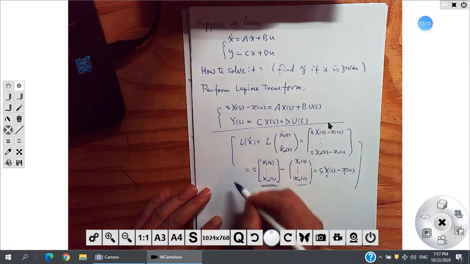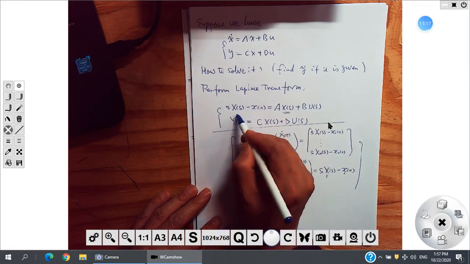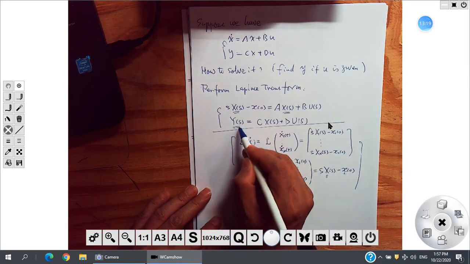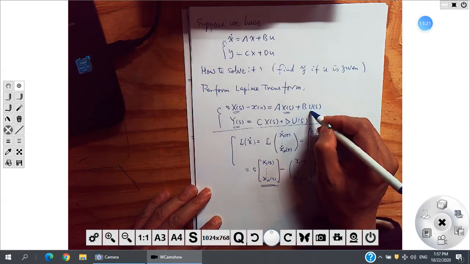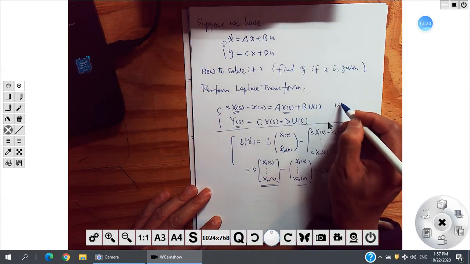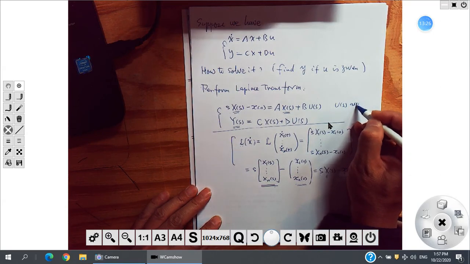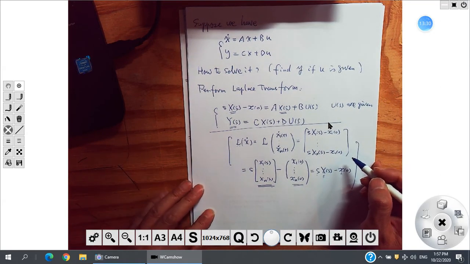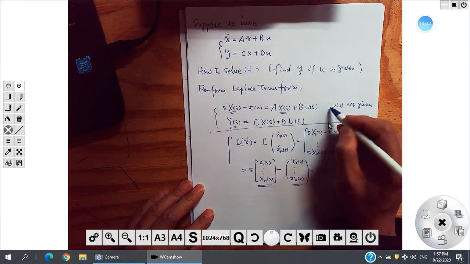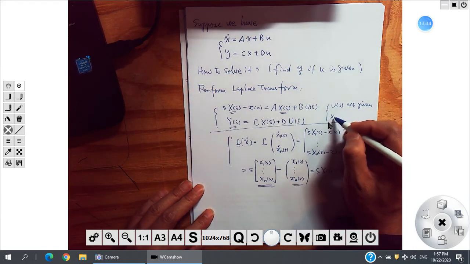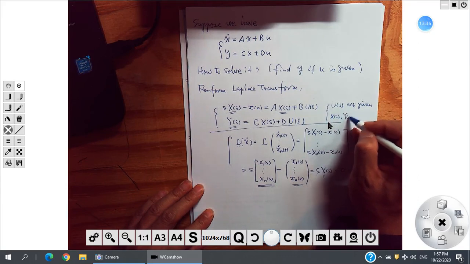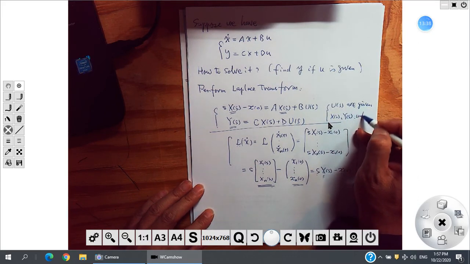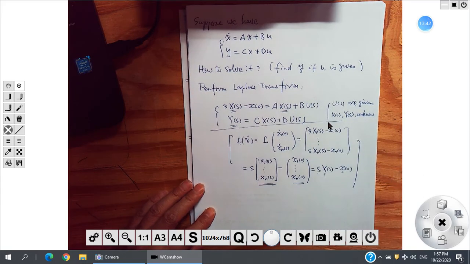We rewrite it. This capital X and capital Y, they are unknown, and U is given, right? U is given. This is the input. Suppose you know the input, otherwise you cannot know what the output is, right? It depends on the input. And X, Y, they are unknown. So we want to solve these two.